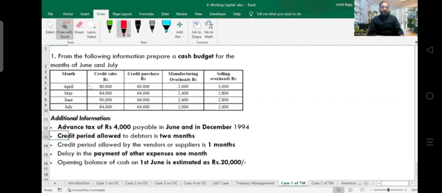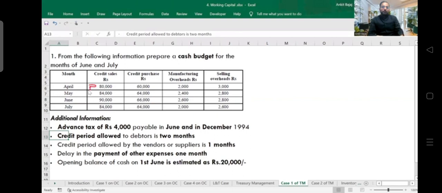So if you have performed sales in the month of April, when will you be receiving the cash for this month? After 2 months, so you will receive the cash in the month of June. If you have performed sales in the month of May, you will be receiving the cash in the month of July. Here you have performed sales of 90,000 rupees. When will you be receiving the cash? September. And 84,000 cash you will be receiving in the month of August.